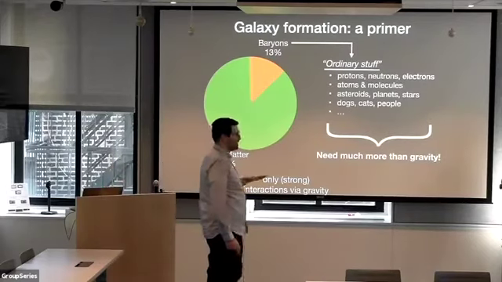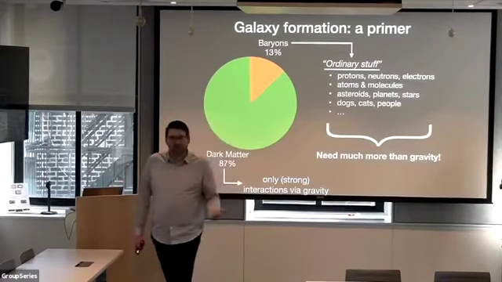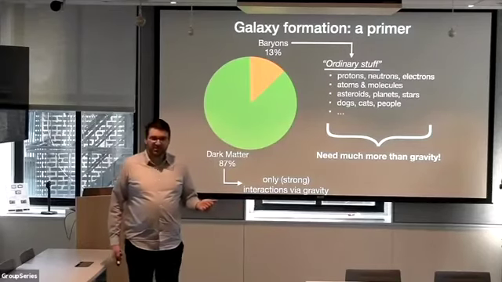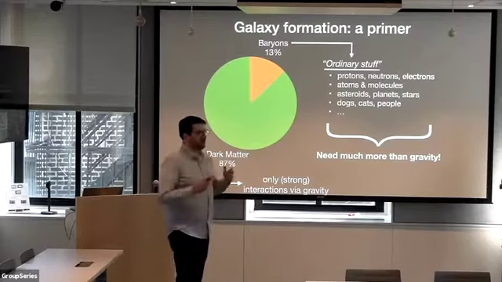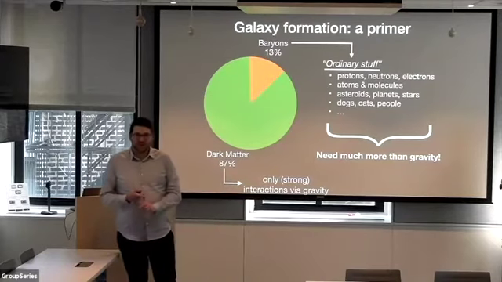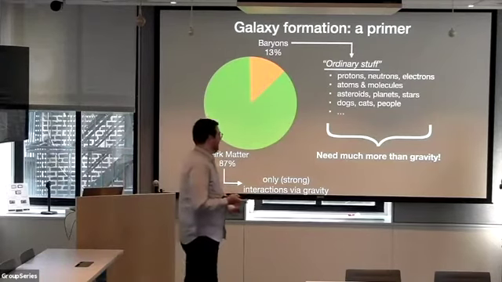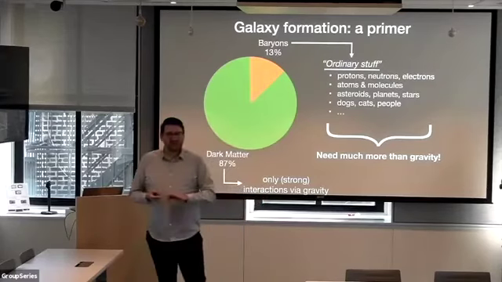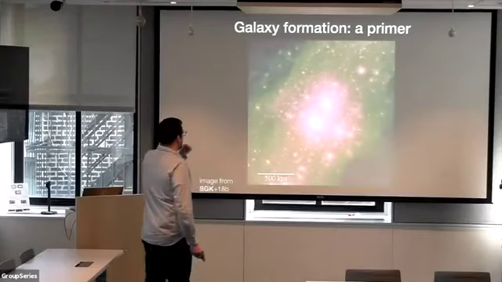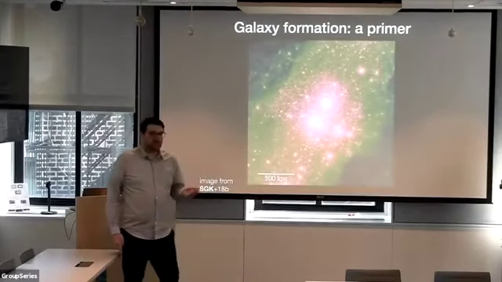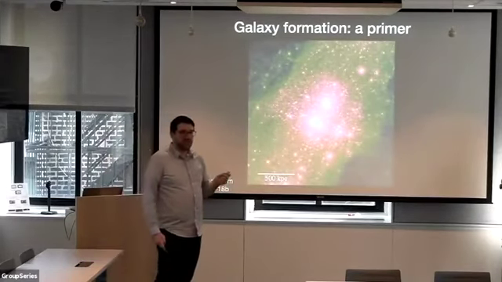The point I want to make here is that you need a lot more than gravity to describe galaxy formation, right? We know that all of these baryons operate under, for example, quantum mechanics, biology, right? All of these other physics that didn't enter into that previous simulation. So I want to quickly run through what some of those physics are that we think are important for galaxy formation.